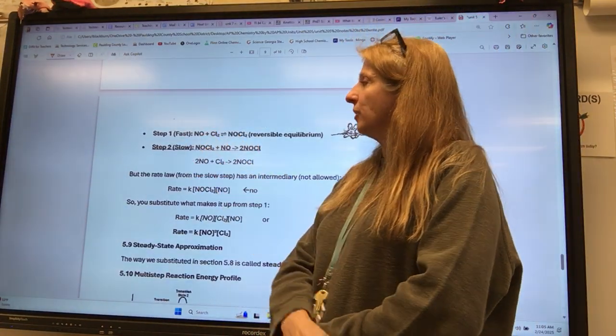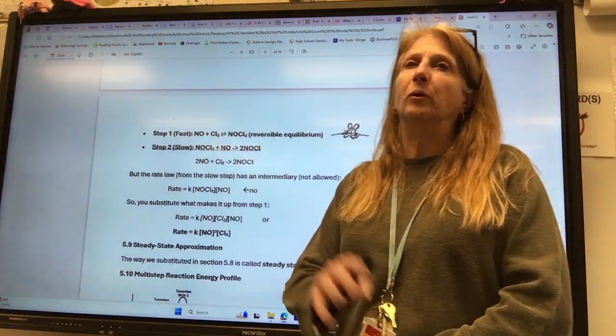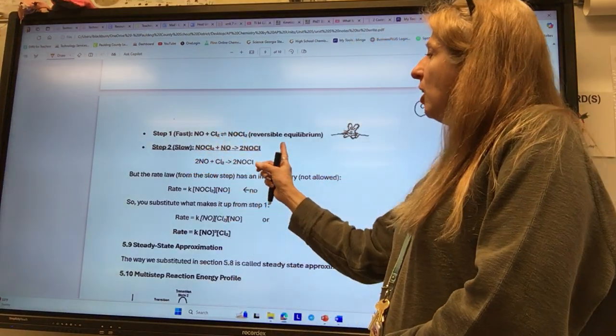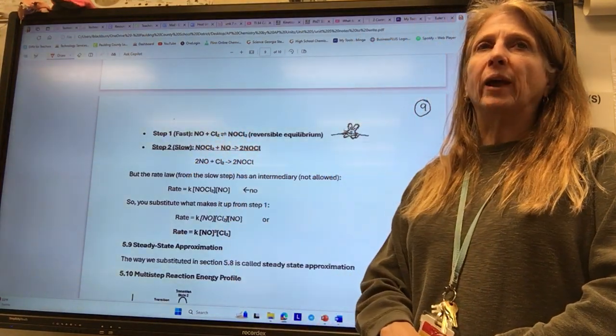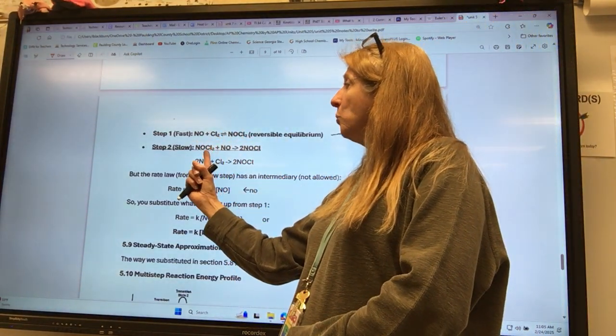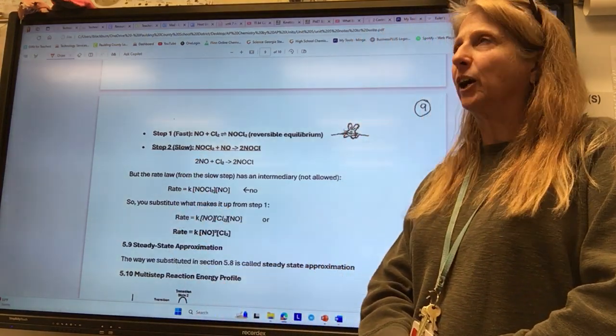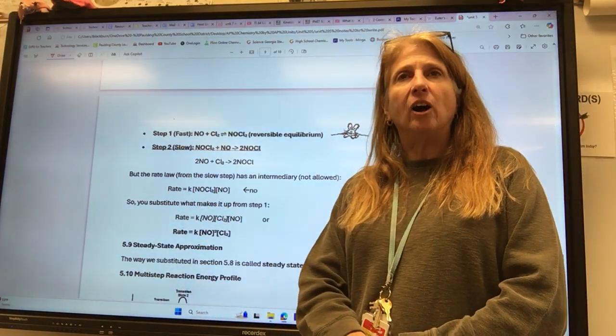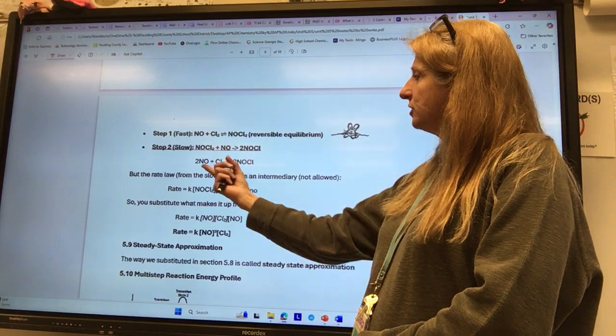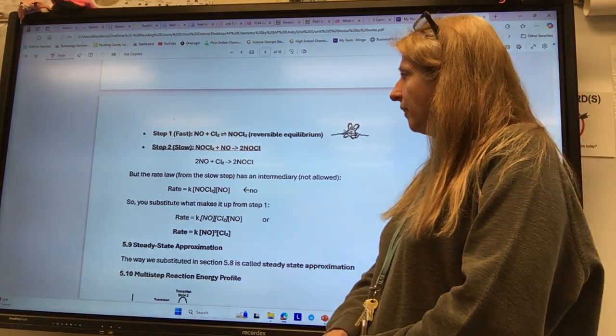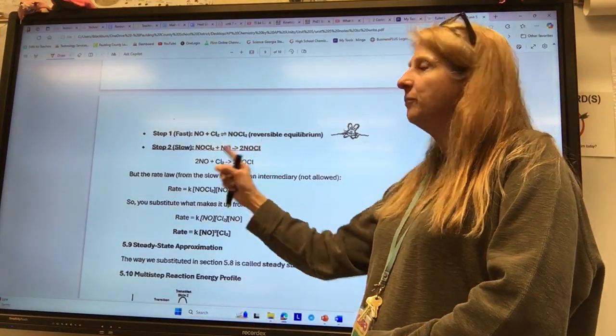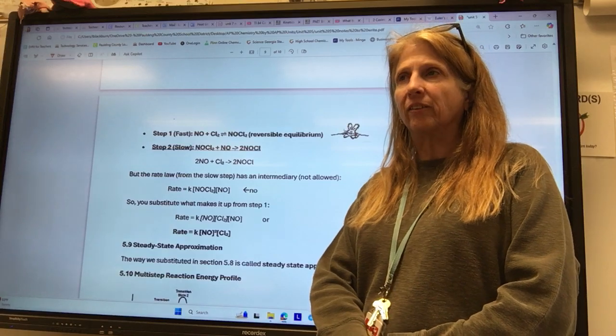Which step matters for the rate? The fast one or the slow one? The slow one. No, so we only write the rate from the slow one. But the slow one has an intermediary, and that's not allowed. We can't write a reaction expression for this using something that's not even in the reaction. Does that make sense to you?